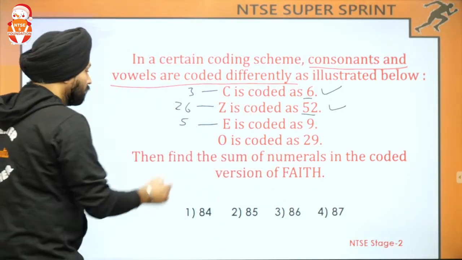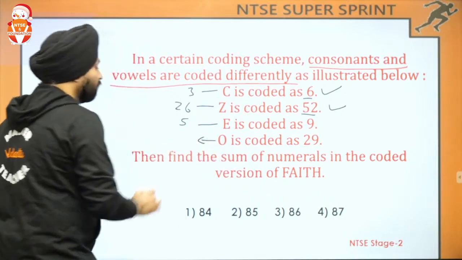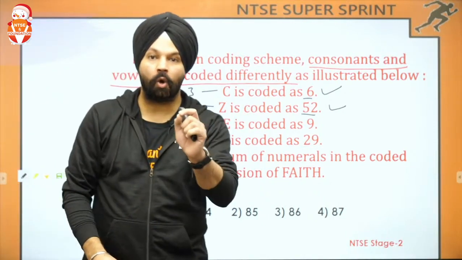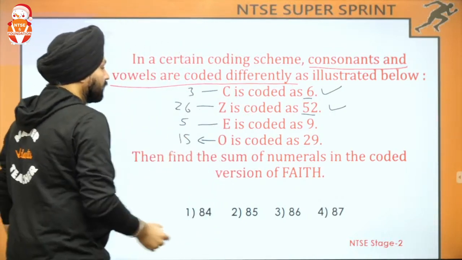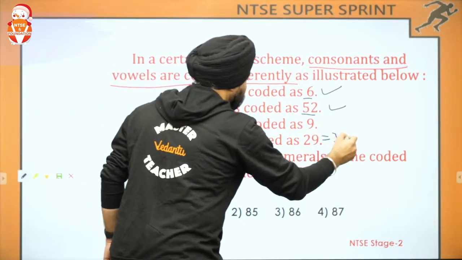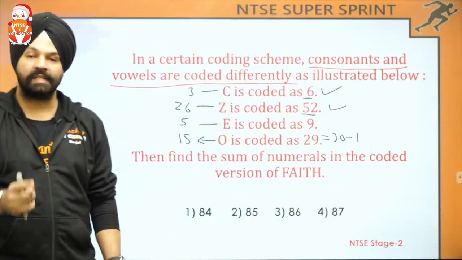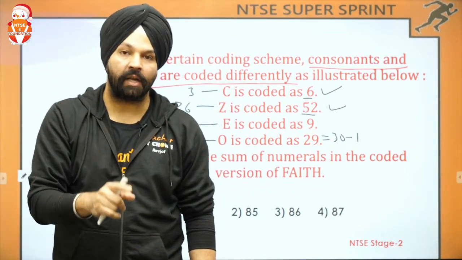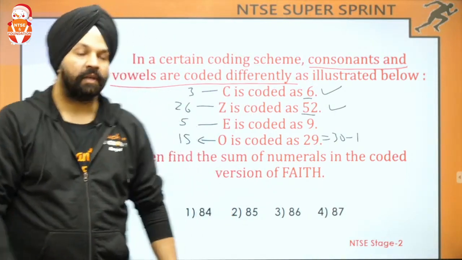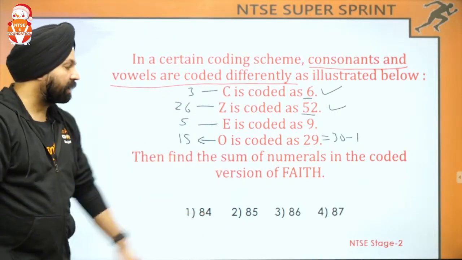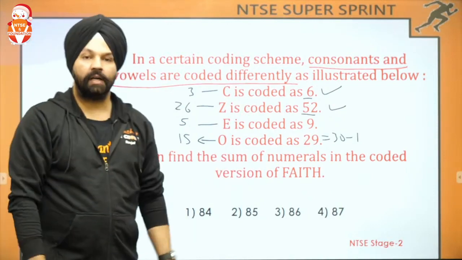Let's verify that. O. What is the code for O? Ejoty. E-J-O-T-Y. What is O? 15. Double is 30, but he is subtracting 1. That means for vowels, he is doubling and subtracting 1. In case of consonants, he is directly doubling. So, bhai question ho gaya solve. If that is the case, he says, find out the value for the word faith.